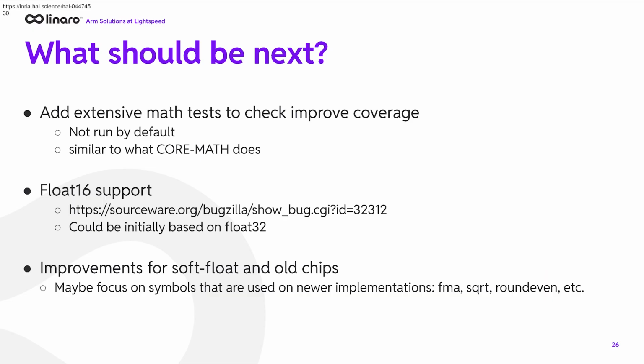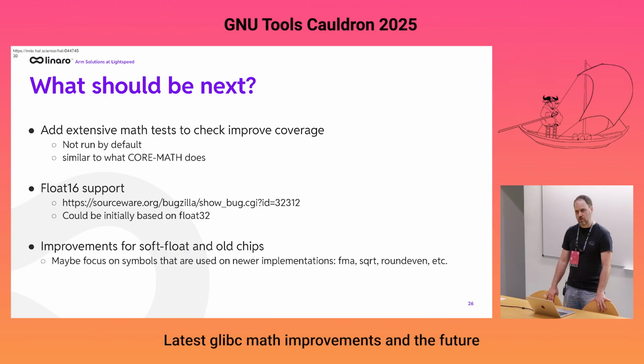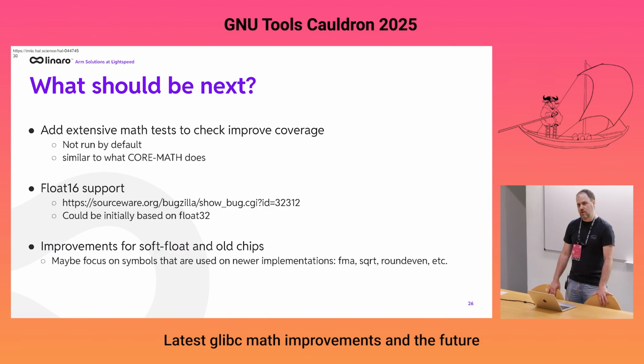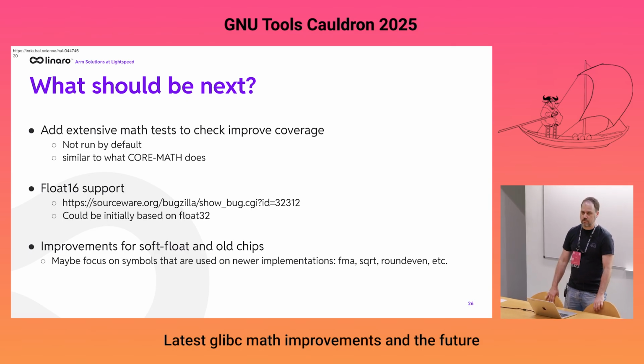And another question is, should we improve for soft float and old chips? There are some old implementations that are really, really slow. For instance, FMA for the generic implementation is quite slow because it requires changing the round mode. So on the old chips, it stalls the FPU, and it's really bad. It would be better to implement it using integer operations. So that's another question, but it's not easy.